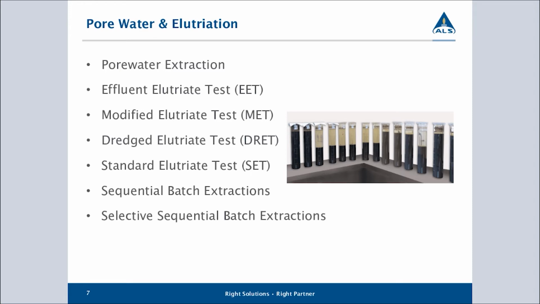Dredge elutriate is tests done with site water and site sediment to determine what could potentially be released at the dredge head. And then standard elutriate is what you might see if you go to open water disposal, when the dredges or the big dump barges let all that fall into a confined disposal area. They want to know how much of the contaminant is being resuspended back into the water from that operation.